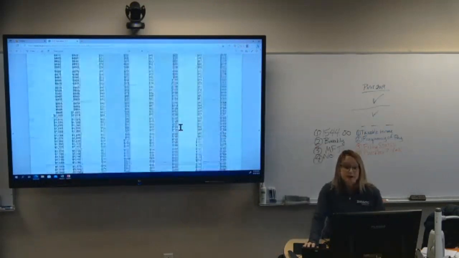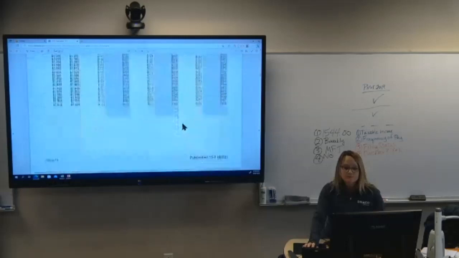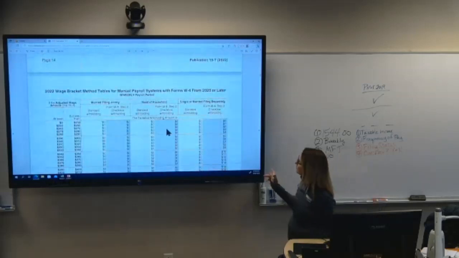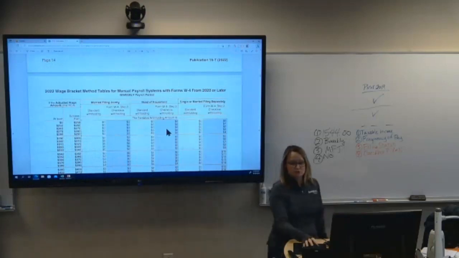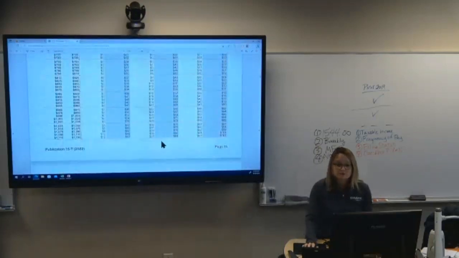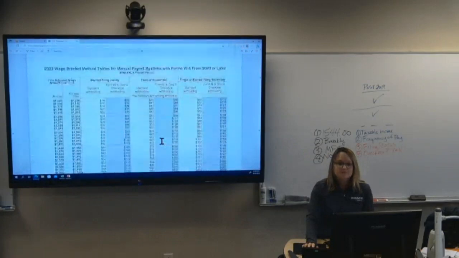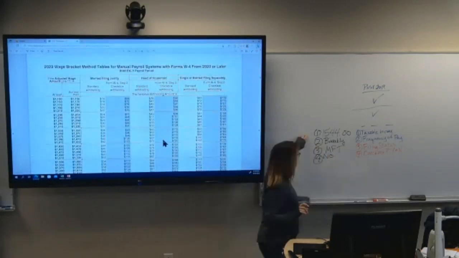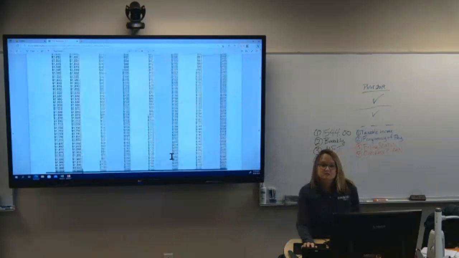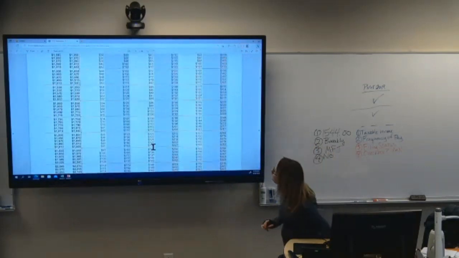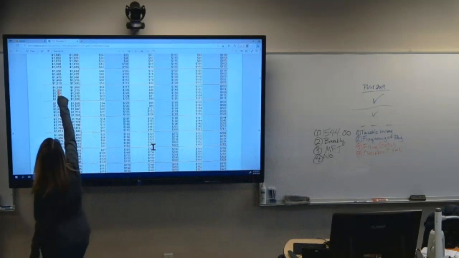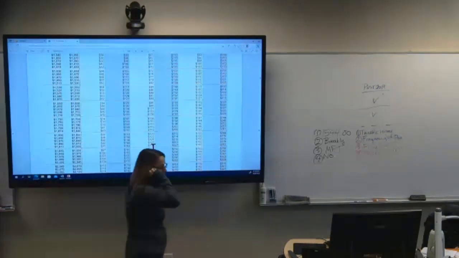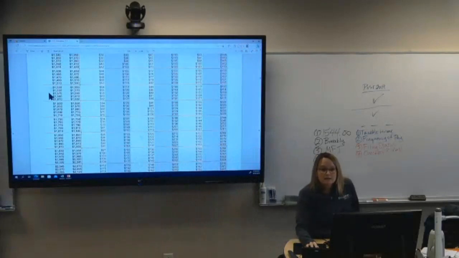So we're going to look at the biweekly table. Scroll down. Okay, so here's where we start with biweekly. And we've got our income range over here to the left. So we have to find her income. 1544 is what she makes. So 1544 falls between 1530 and 1550. Okay, so we've got the right line, the right row.